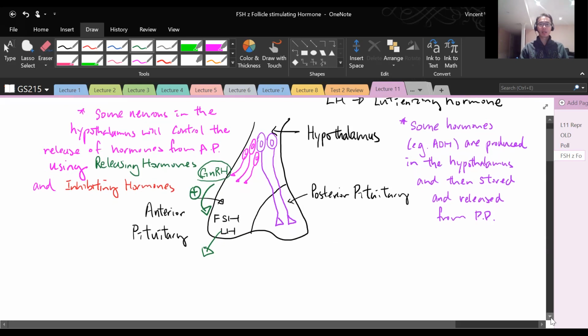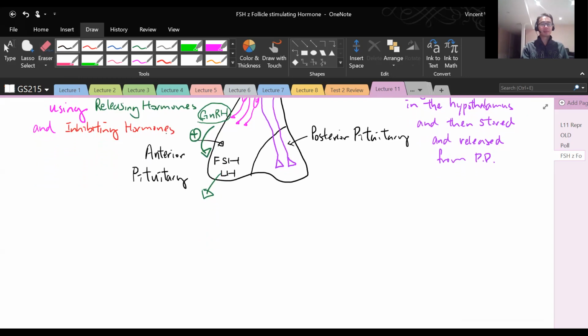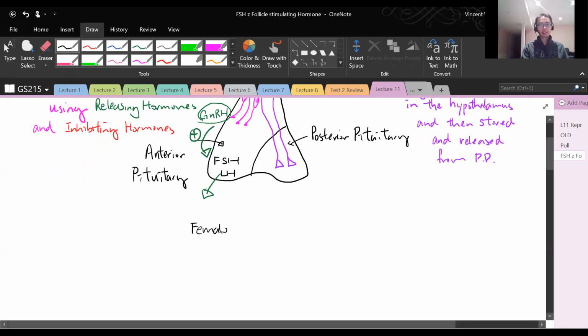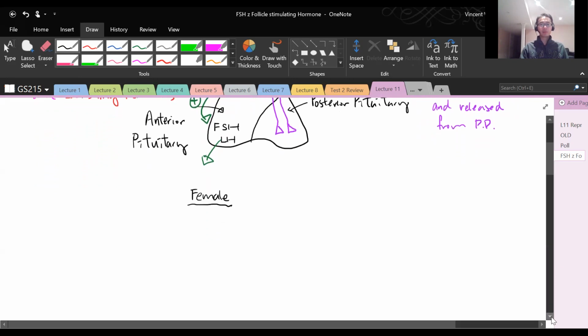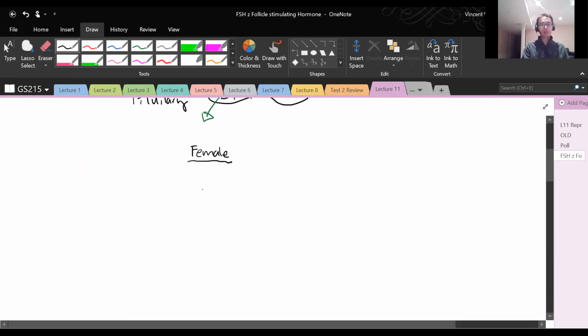Okay, so let's take a look at what happens in the female. Female hormonal regulation of the menstrual cycle. At the beginning, we will release a little bit of GnRH from the hypothalamus. I'm going to put it here in case you need a reminder. Anything that ends with RH, the releasing hormone, is going to be from the hypothalamus. We'll be learning two more releasing hormones in the course.